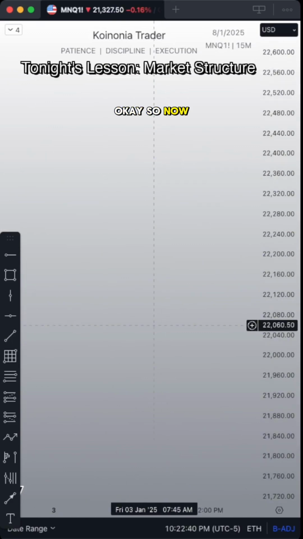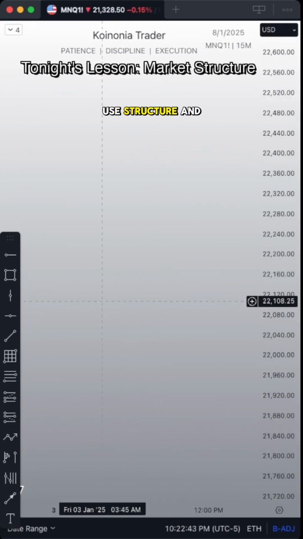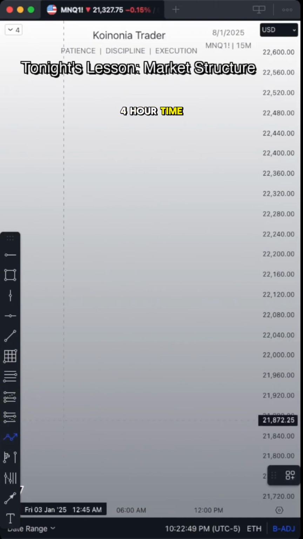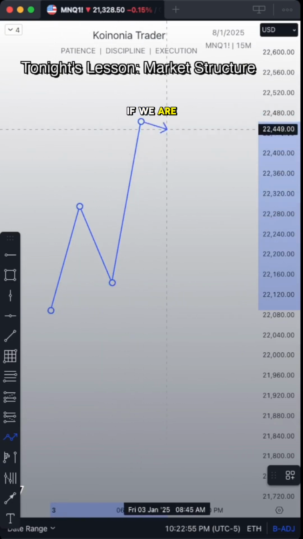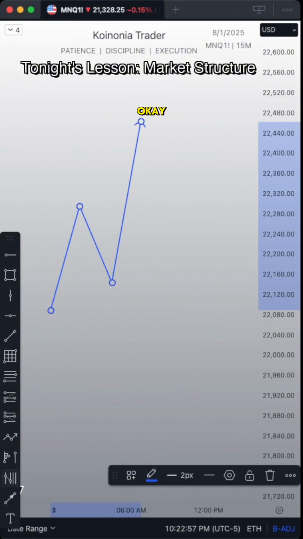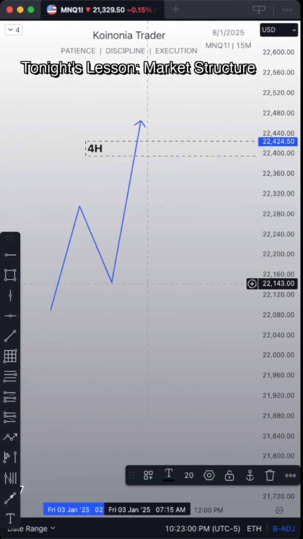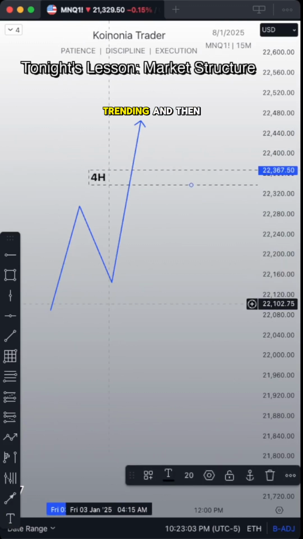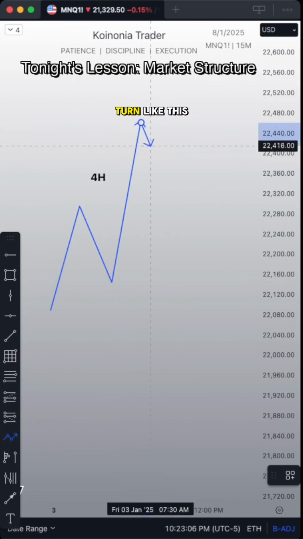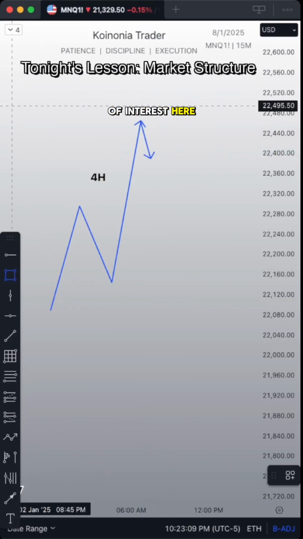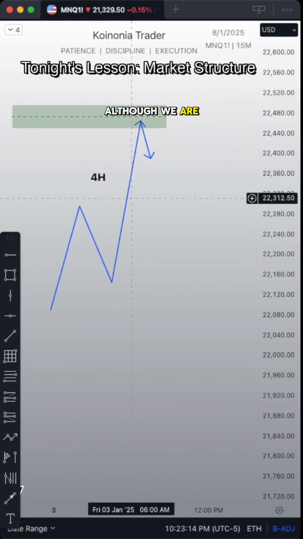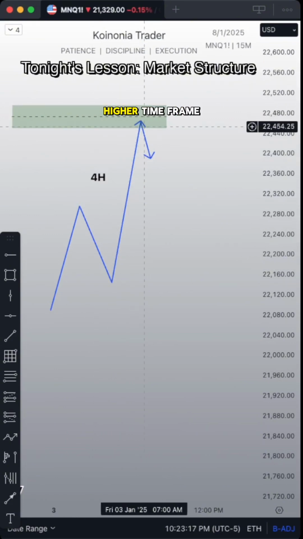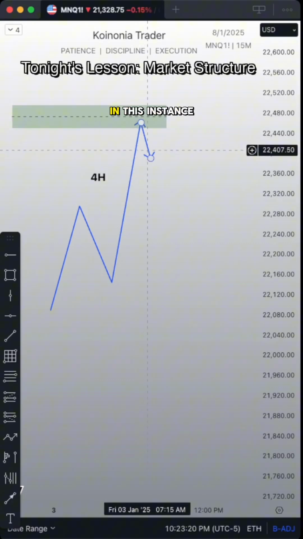Okay. So now, how do I use structure to understand what direction we are going in? I always start out on the 4-hour time frame. I like to look at what the structure is on the 4-hour. If we are uptrending like this, let's say this is the 4-hour, let's mark that out. That's the 4-hour time frame. We are uptrending, and then we start to do a small turn like this. Let's say there is a point of interest here where you would expect it to reject on the 4-hour time frame. Although we are uptrending here, and the 4-hour being a higher time frame, it is starting to turn around in this instance.